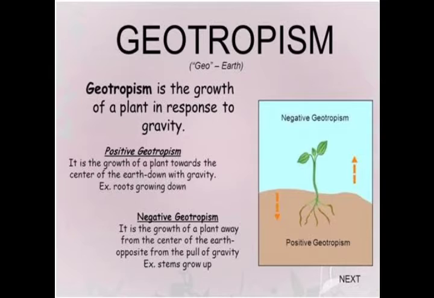And what is negative geotropism? It is the growth of a plant away from the center of the earth, that is, opposite from the pull of gravity. That is, the stem grows up as the root is growing down and the stem is growing up. This is called geotropism, and again it is of two types: positive geotropism and negative geotropism.